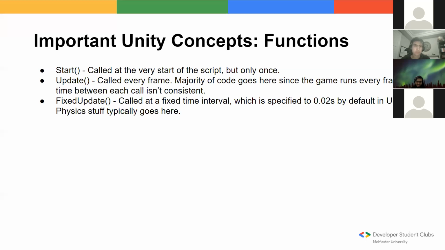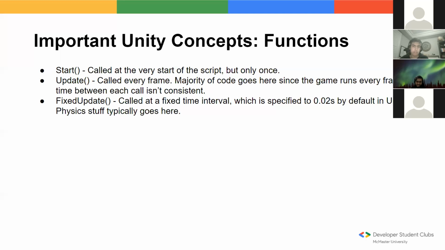Right? But what's important to note is that the time between each update call isn't going to be consistent, because as we all know, games can experience some frame rate drops. So for example, if the frame rate drops from 60 frames per second to like 10 frames per second, then the time between each frame will be longer, right? So that's a very important thing to note.